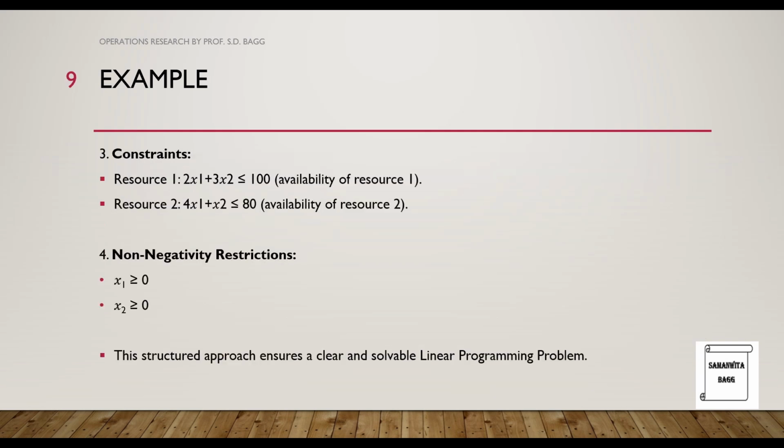Constraints: resource 1, 2x1 plus 3x2 less than or equal to 100. This is the availability of resource 1. So maximum available is 100. Similarly for resource 2, 4x1 plus x2 is less than or equal to 80. Availability of resource 2, maximum is 80.